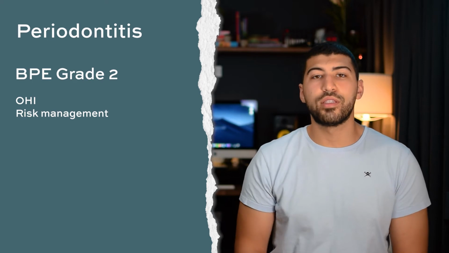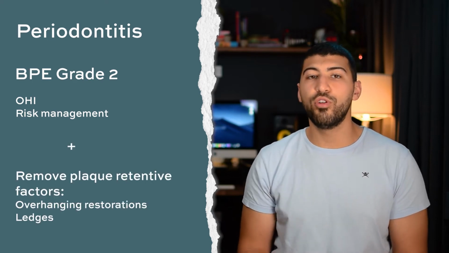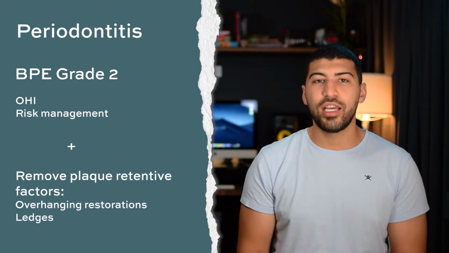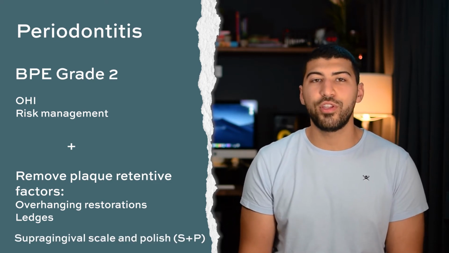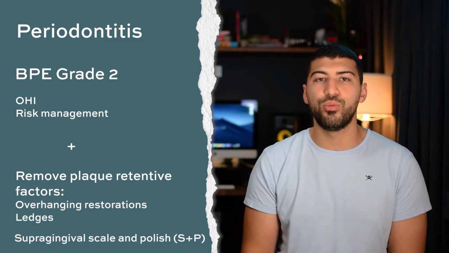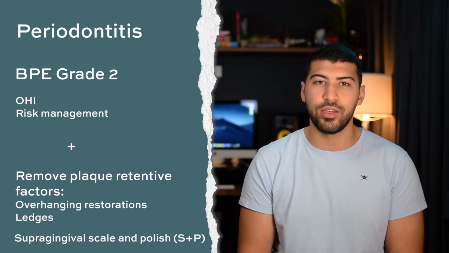You need to assess and manage these risk factors for all patients, not just the ones with BPEs of 0s and 1s. If your patient's highest BPE score is a 2, you would need to write remove plaque retentive factors and note down their locations if it's an overhanging restoration or a ledge, but you don't need to note down every tooth that has calculus because you would remove all the calculus when you do a supragingival scale.